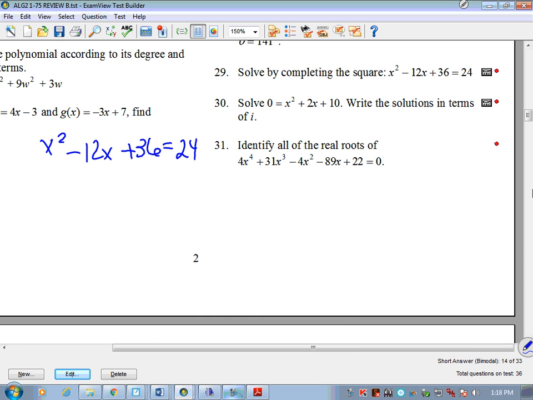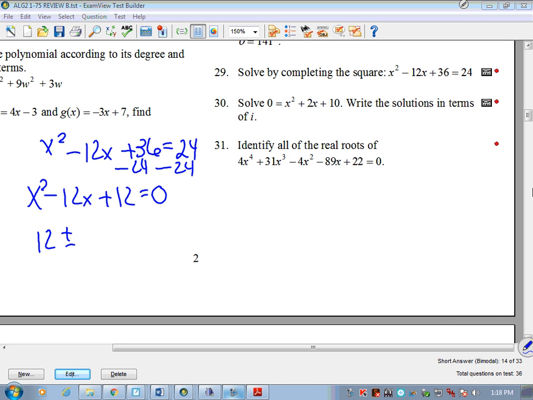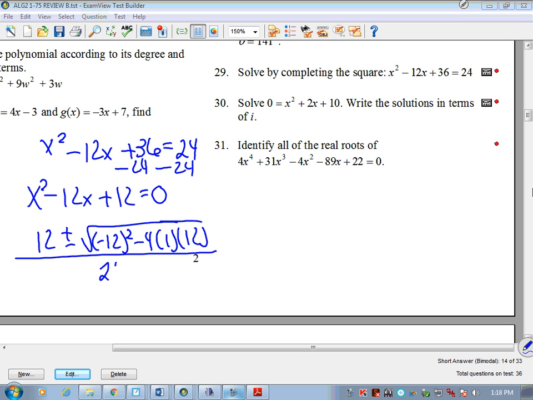So I think that because it says solve by completing the square, it's asking you to do the wrong thing. I think what you want to do is subtract 24, so you're getting x squared minus 12x plus 12. Now, we know we can't solve that by factoring, but we can solve it with the quadratic formula, which means we would take 12 plus or minus the square root of negative 12 squared minus 4 times 1 times 12, all over 2 times 1.